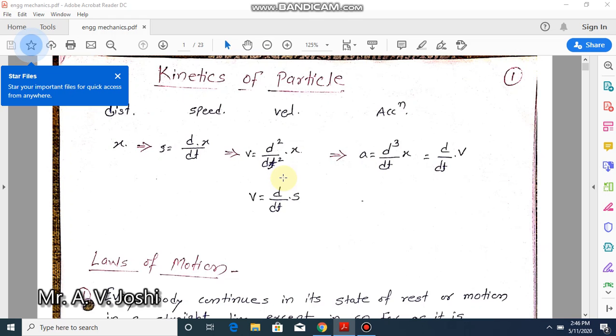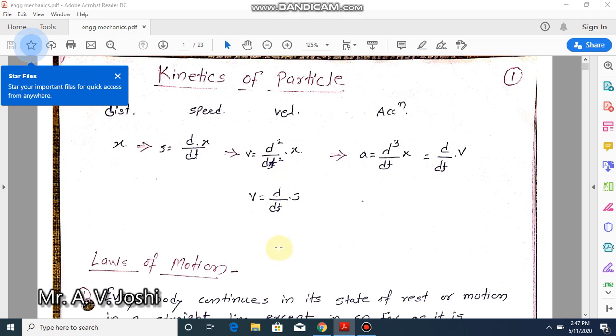In this unit number 4, engineering mechanics, kinematics of particle, first I specified some terms: x equal to distance, speed s equal to dx by dt. It is a derivative of distance. Then velocity v equal to d square x divided by dt square, so v equal to ds by dt. Then acceleration a equal to d cube x divided by dt cube, so dv by dt. These are the main terms of this unit.